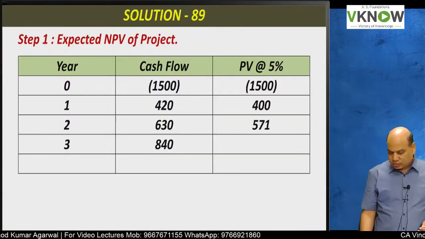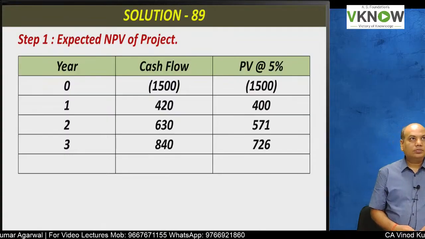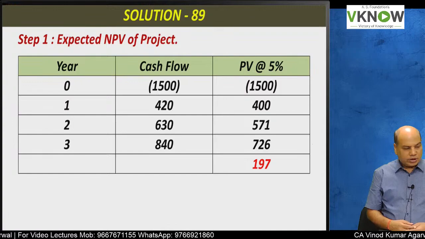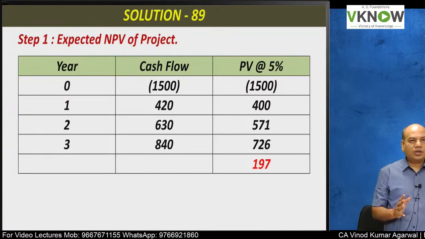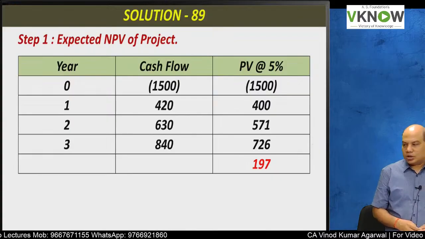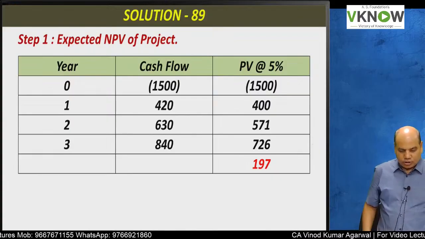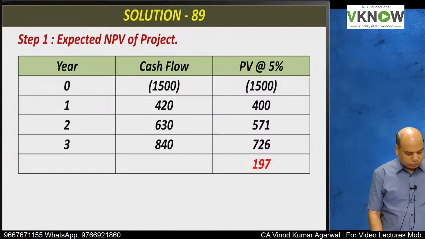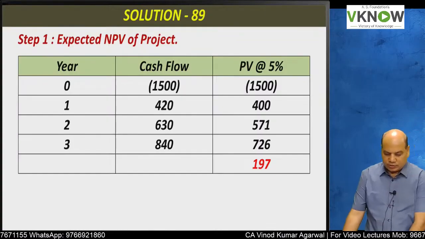400, 571, 726. I am rounding off the numbers. You can write all digits if you want. Total is 197.